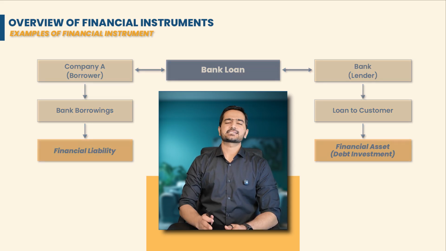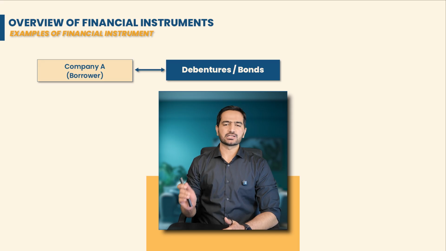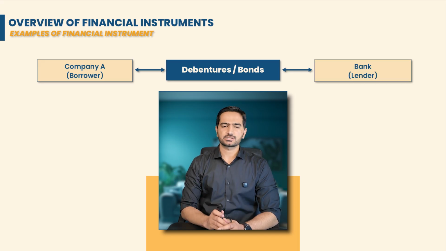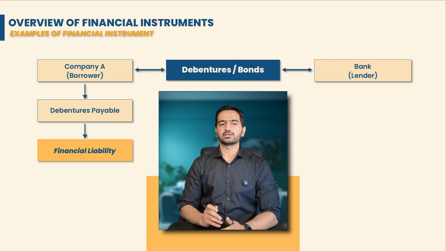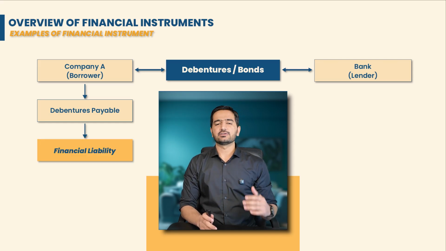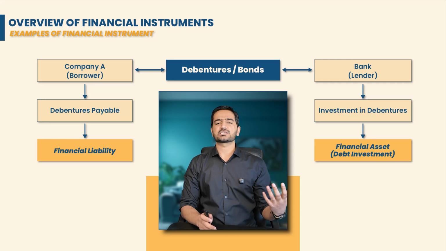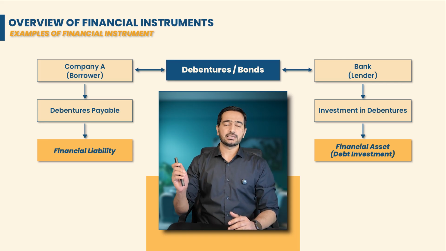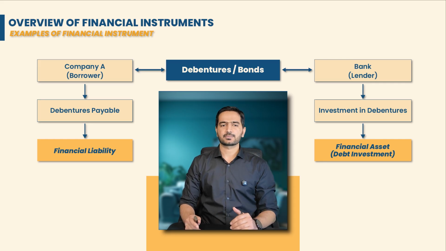Then the next example is of debentures or bonds or any other debt instrument. Let's say Company A issues debentures to raise money from the investors. Here Company A would debit the cash in bank and credit the debentures payable, that is the financial liability. On the other hand, investors would debit investment in debentures, that is financial asset, and more specifically debt investment, and credit the cash in bank. So Company A has a financial liability and the investors have a financial asset.